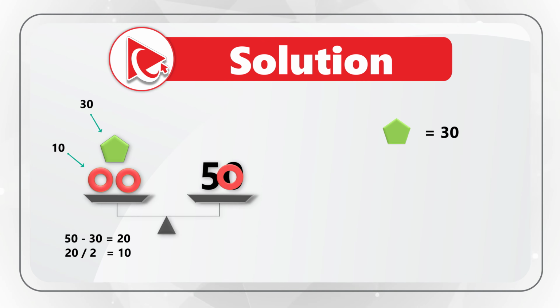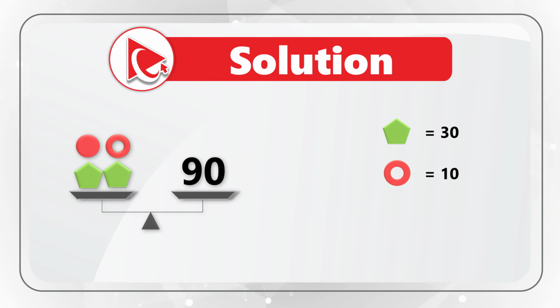On the next scale, we have 2 pentagons, 1 circle, and 1 bagel, and the combination of the shapes equals 90. Let's do the math. 30 plus 30, which is the value of 2 pentagons, plus 10 equals 70, which means that the circle equals 90 minus 70, which equals 20.